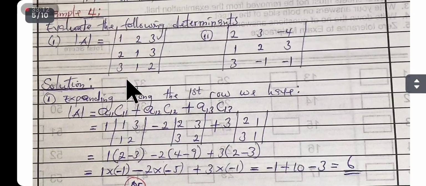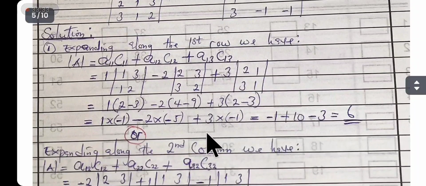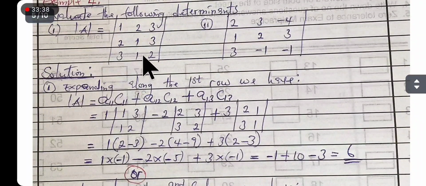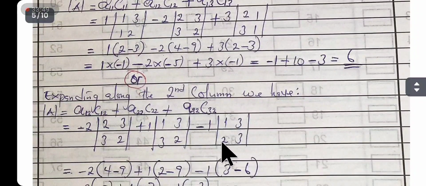Then the last one is this one, minus 1. Why is it minus 1? Because it's in the third row and the second column. 3 plus 2 is 5. 5 is odd, so it will be negative. That's why we have negative 1. The row of that one will be gone, and the column will be gone. So you are left with 1, 3, 2, and 3. And that is what we have here.